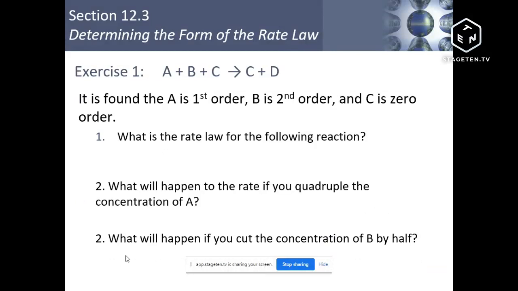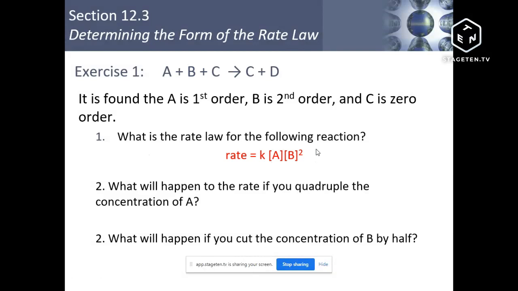Okay, so let's do some practice here. It is found that A is first order, B is second order, and C is zero order. So there's my reaction. First, what's the rate law? It would be rate equals k times the concentration of A times the concentration of B squared. Would I include the concentration of C? If I did, I would have to have the concentration of C raised to the 0 power, but you don't have to include that, right? Does that make sense?